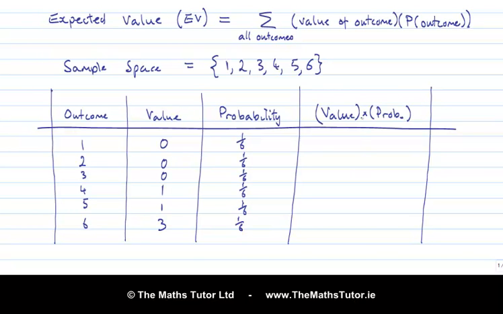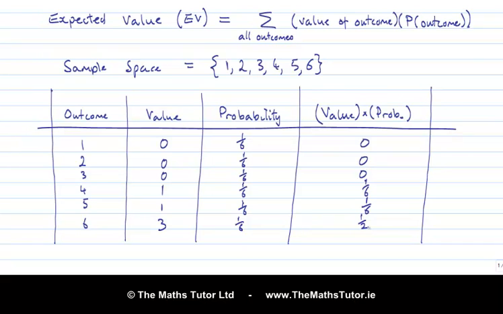And now in the fourth column, we take the entry from the second column and multiply it by the corresponding entry from the third column. So value times probability. Here we get 0 times 1/6, which is 0. 0 times 1/6, which is 0. 0 times 1/6, again 0. Now here we have 1 times 1/6, which is 1/6. 1 times 1/6 is 1/6. And finally 3 times 1/6 is 3 over 6, which is a half.